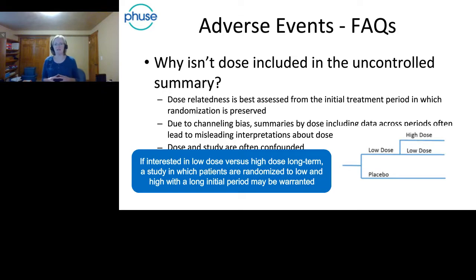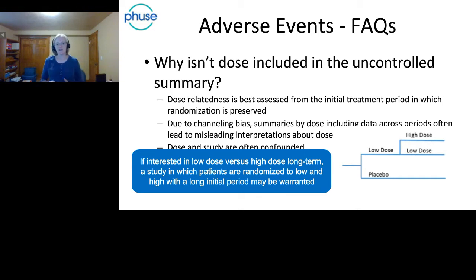As you can see, the only people who would get high dose are those people who tolerate low dose, and that group is very different than if patients were randomized to high dose. It's a very biased sample on who gets high dose. So if you were to summarize this data, creating a placebo, low dose, high dose summary, high dose will almost always look the best. And it's not because high dose is the best. It is because only those people who can tolerate the drug even get to the high dose.